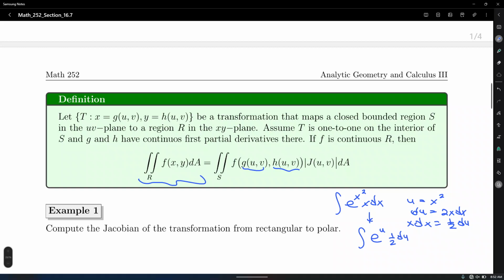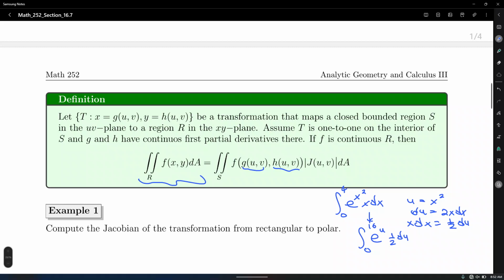So, okay, let's say we're integrating between 0 and 4. And what is that going to do in this case? Well, the limits of integration are going to go this time between 0 and 16. All right? 0 and 16.